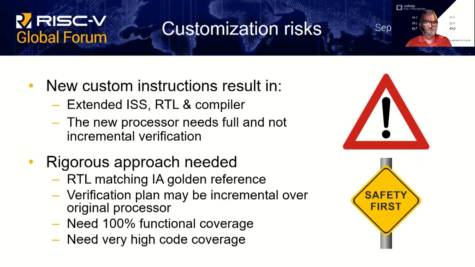You need to be sure that your modified RTL matches your modified instruction accurate golden reference. Now, of course, your verification plan may be incremental over the original one, but you need to be sure that for your customized processor, you have 100% functional coverage, and you need to achieve very high code coverage. You want to be achieving a good 95% and ideally as close to 100% code coverage that you can manage.